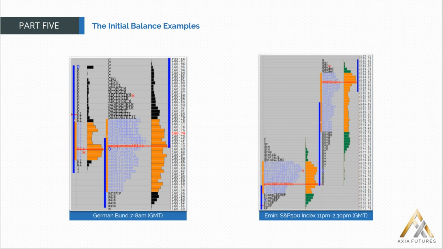For the E-mini S&P 500 index, we can see that the market is shut and opens again at 11 p.m. Now note, from 11 p.m. till 2:30 p.m. the next day, that is known as the overnight session or the initial balance, so the period outside of cash trading.